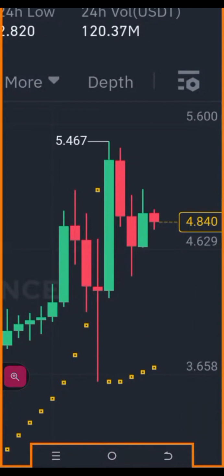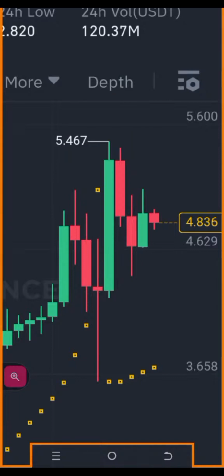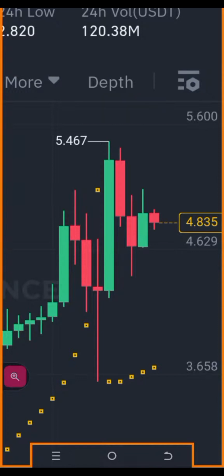So I wouldn't take this trade because, number one, even though the parabolic SARs are going up, right now it's in the pullback season. Until I see it's in pump mode, because that's another thing you must consider. Pump mode is very important. That means it's actually leveled and in a green candle, topping it and increasing at that same point. That is what I call pump mode, okay?